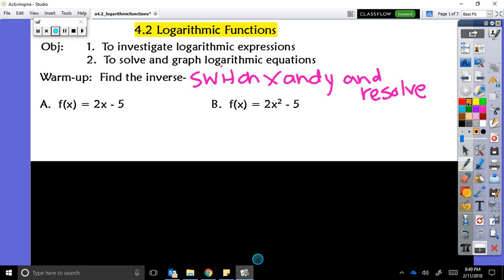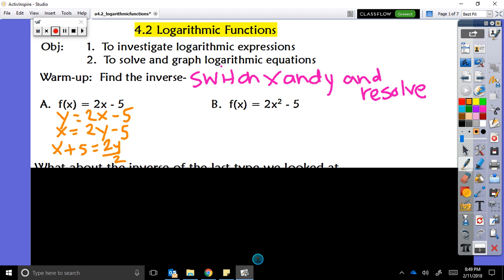So our first one, I'm always going to switch my f of x to y. So y equals 2x minus 5. And then if we switch our x and y and resolve, x equals 2y minus 5. Then add 5, so x plus 5 equals 2y. And then our last step is to divide by 2 on both sides. So you can write that (x plus 5) over 2, or you can write it 1/2 x plus 5/2. Okay?